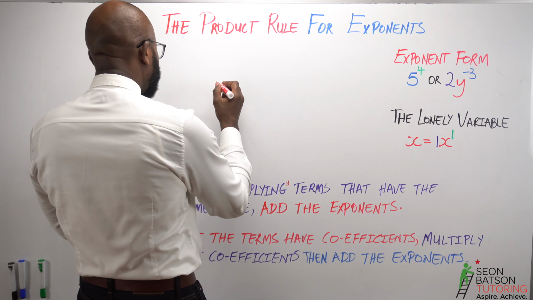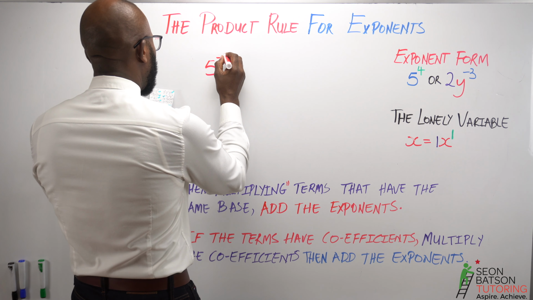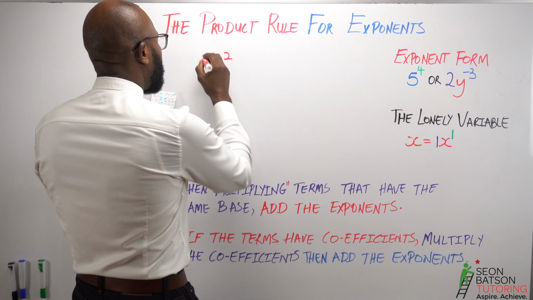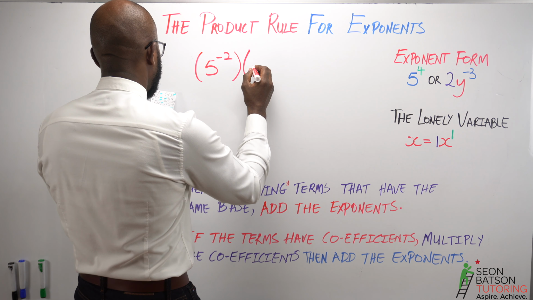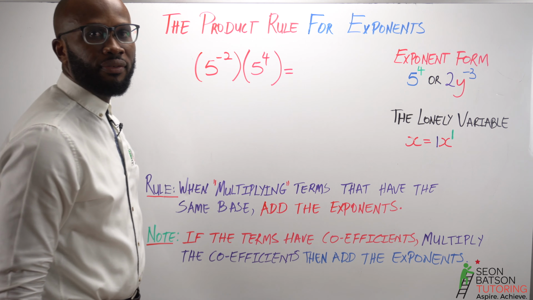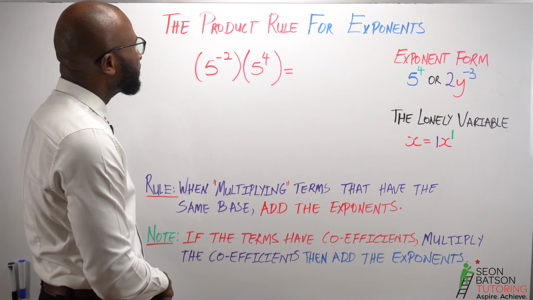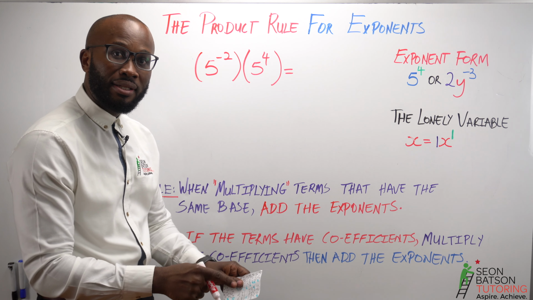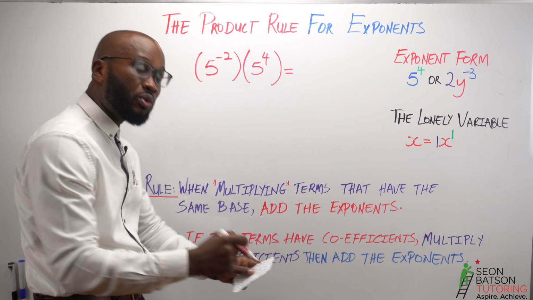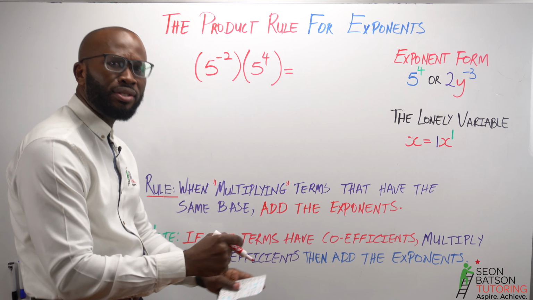Come on. Let's say we have 5 to the 2nd power, to the negative 2nd power, times 5 to the 4th power. Interesting stuff. Again, what are we doing here? We are multiplying terms that have the same base and exponents. So since our terms have the same base, we can add the exponents. That's what the product rule states.